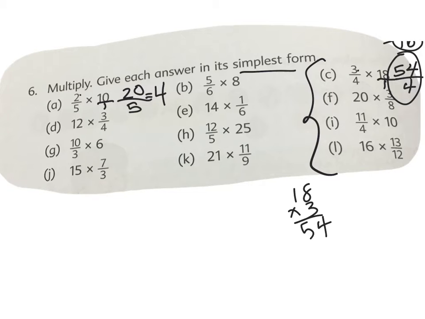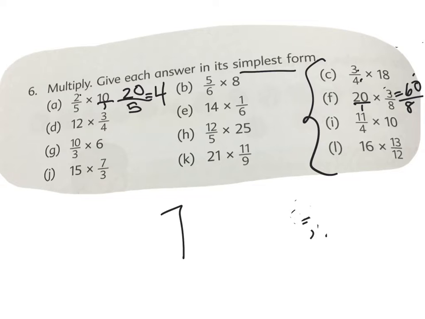20 times 3/8. Let me erase some of this stuff so we can get organized. The whole number is 20 over 1. 20 times 3 equals 60. 1 times 8 equals 8. How many times does 8 go into 60 without going over? 7 times. 7 times 8 is 56, so subtract 56, and you get 4/8, and I can reduce that down to 7 1/2.